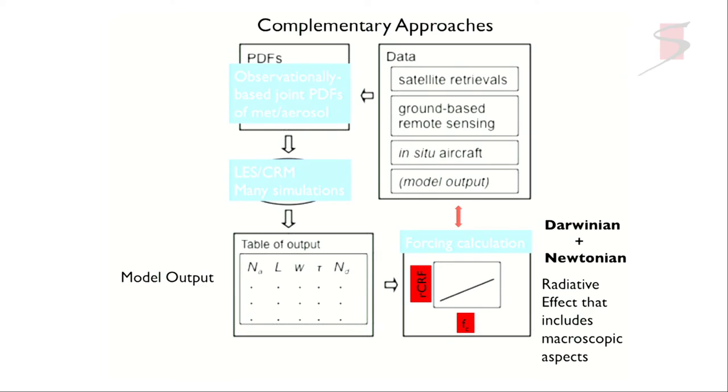But what we'd like to do now is get observationally based joint PDFs of the meteorology and the aerosol, feed those into large eddy simulations or cloud resolving models, look at the model outputs, evaluate them against the observations, and then start looking at these plots of forcing as a function of cloud fraction, or albedo as a function of cloud fraction. These parameters can be measured from the ground and they can be measured from space.